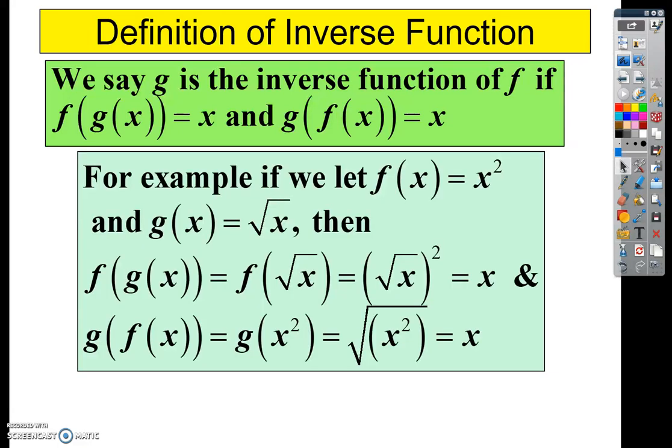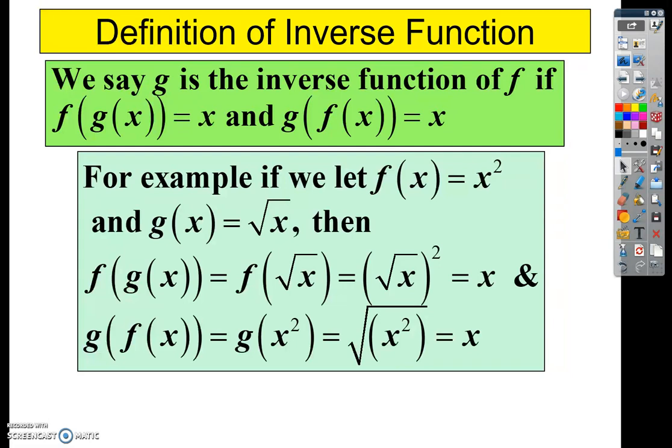So for example, if f of x is x squared and g of x is the square root of x, then when we plug them in, we get those results. The problem, of course, with these two is that g of x has a restricted domain. It only goes from 0 to infinity, whereas f of x gets everybody. So they're not actually true inverses. We'll talk about that a little bit more later. Maybe you remember from last year.